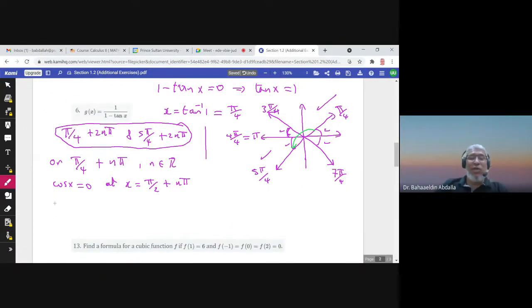So the domain of this function g will consist of all real numbers except pi over 4 plus n pi, because these values will make tan equal to 1, and this will make the denominator 0. And I also have to remove pi over 2 plus n pi, because these values will make tan not defined, because they will make cosine 0. So if I ask you to find g of pi over 2, 1 over 1 minus tan pi over 2, but tan pi over 2 is not defined. So I cannot find g of pi over 2. So pi over 2 must be excluded from the domain of this function. So this would be the domain of g.